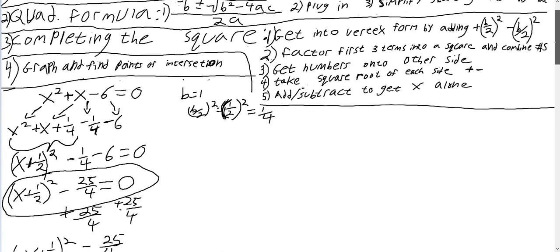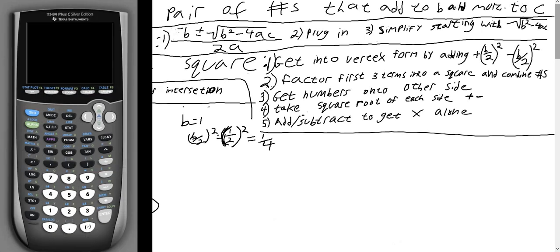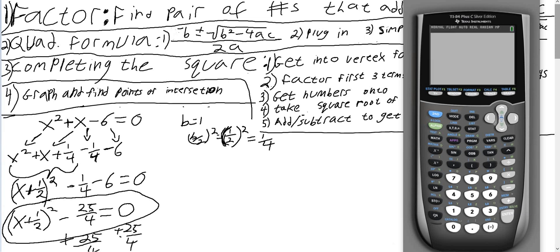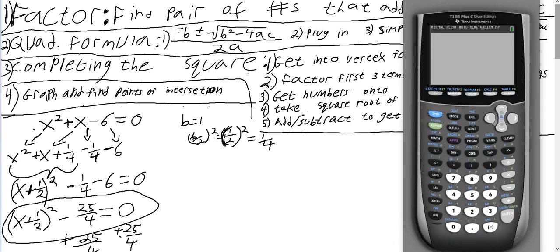Okay, now for the last method, and this one is the coolest method. I would just use this method alone, except sometimes they ask you specifically to do it by factoring or using the quadratic formula. This one uses a calculator. Okay, so for using the calculator, first we have to turn it on. We have our equation here: x squared plus x minus 6 equals 0.